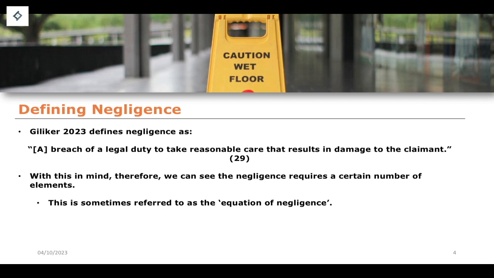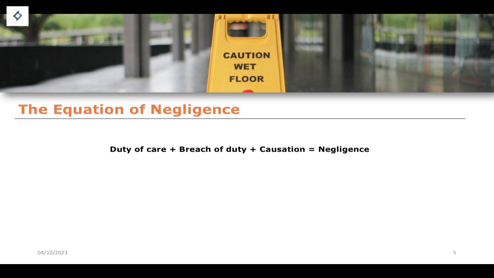And this is the resulting in damage. Okay, so we have to show that there is a duty of care. We have to show that that duty of care was breached. And then we have to show that the breaching of that duty of care causes damage. We have to have causation here, and that leads to the equation of negligence. So this is what we have. We have to have a duty of care. We have to show that that duty of care was breached, and we have to show that that breach caused the damage in question, which then results in the potential for a successful claim in negligence. That is what we need to show.